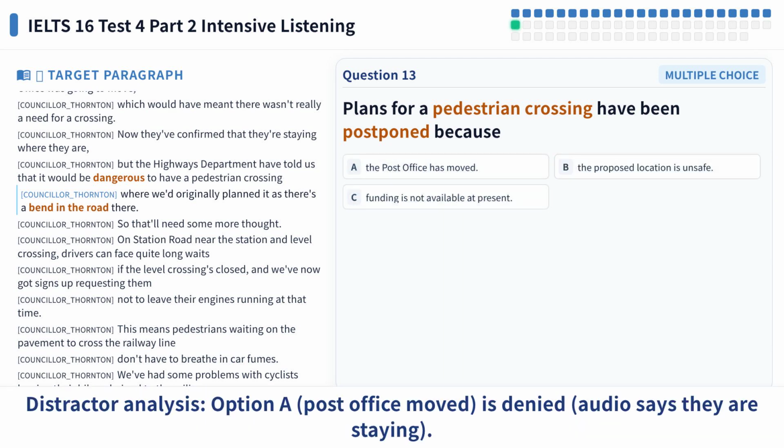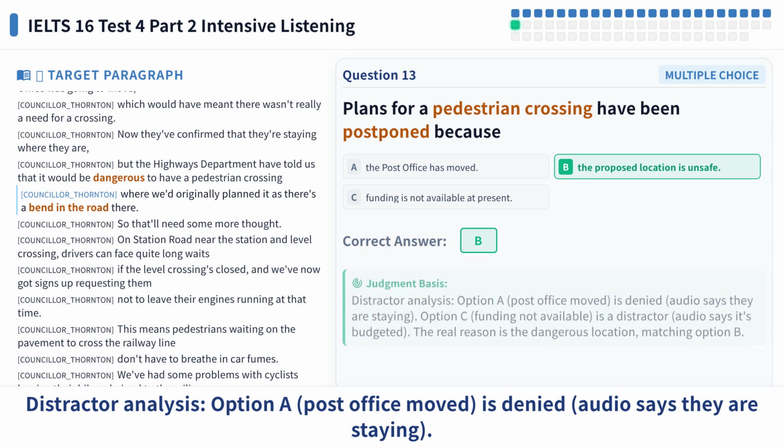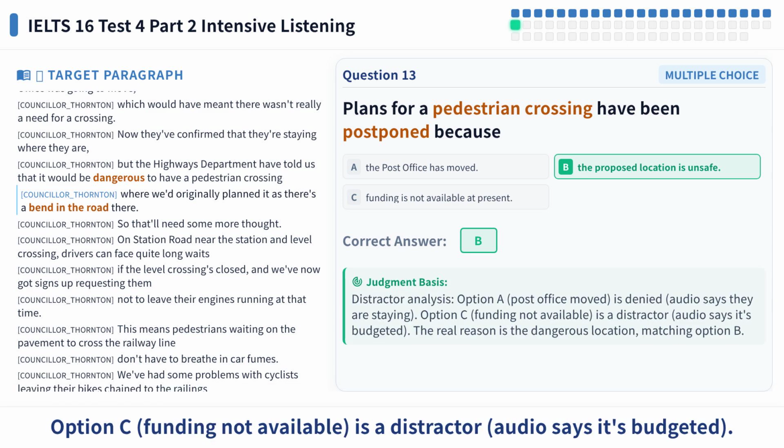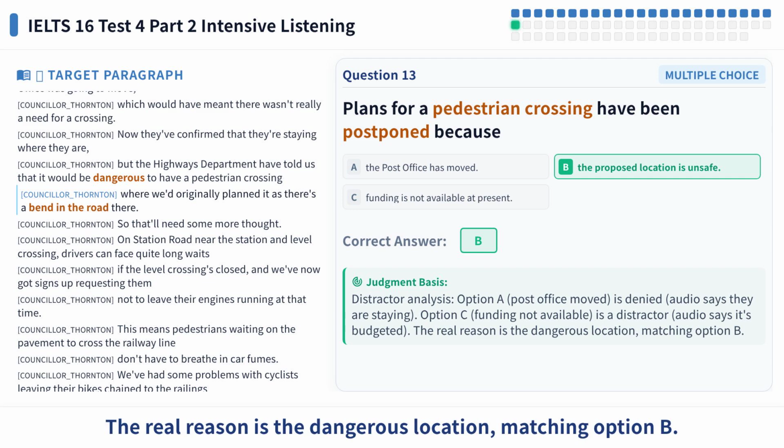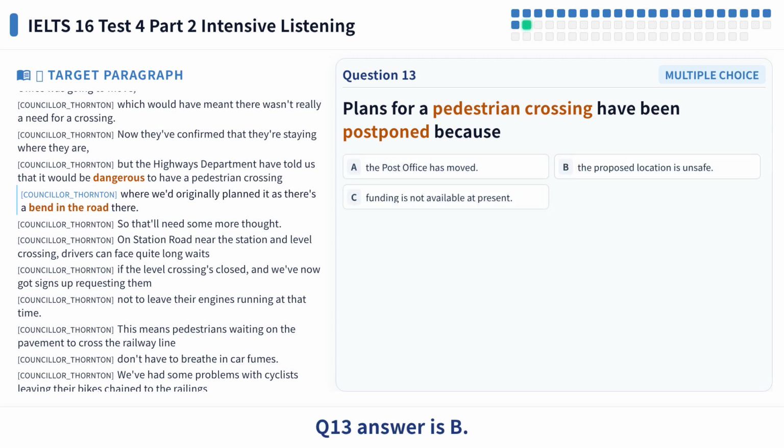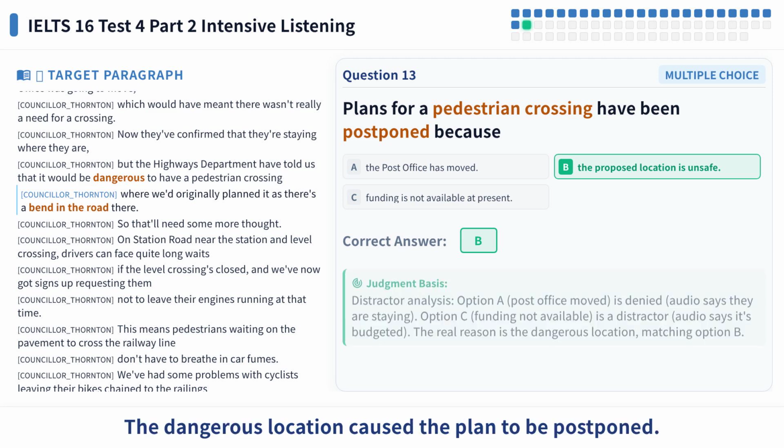Distractor analysis. Option A, post office moved is denied, audio says they are staying. Option C, funding not available, is a distractor. Audio says it's budgeted. The real reason is the dangerous location, matching option B. Q13 answer is B. The dangerous location caused the plan to be postponed.